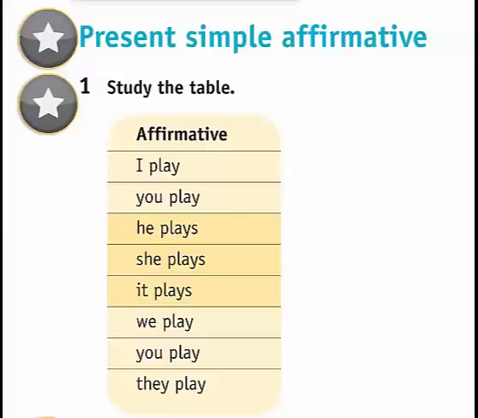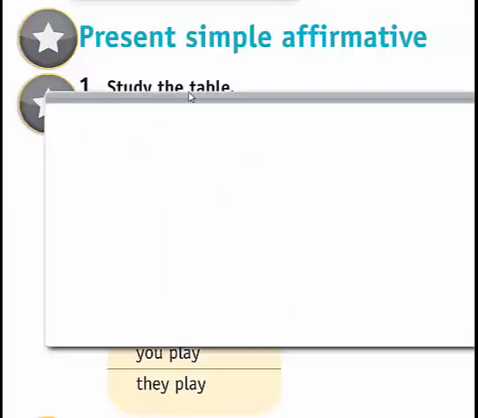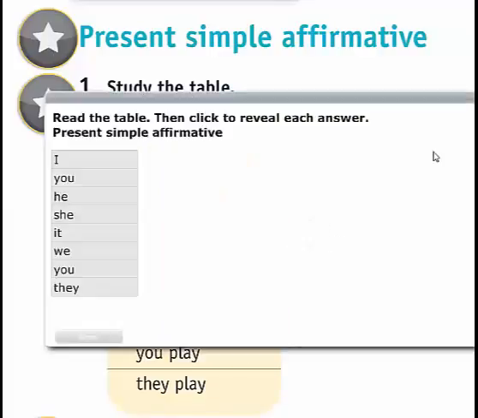This is the present simple affirmative of the verb play. Let's study the table. I play, you play, he plays, she plays, it plays, we play, you play, they play. Let's pronounce it again. I play, you play, he plays, she plays, it plays, we play, you play, they play.